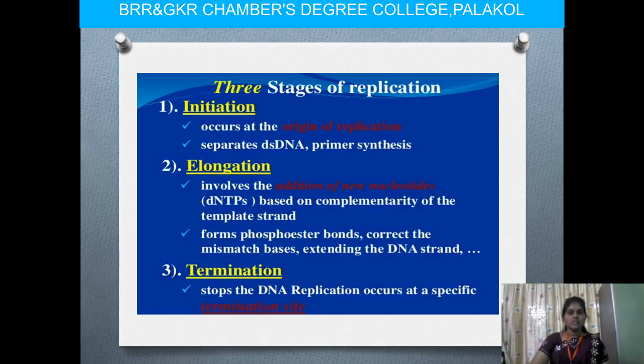So we have these three stages. The first one is initiation. It occurs at the origin of replication and separates the DNA strands. The next one is elongation. It is the addition of primers and the formation of phosphodiester bonds, matching the correct bases and extending the DNA strands. And the next one, termination. Here the DNA replication stops at specific sites, called termination sites or ter sites.